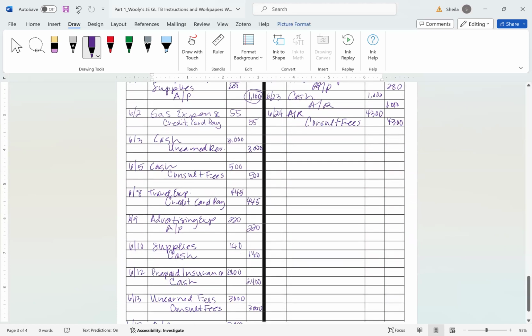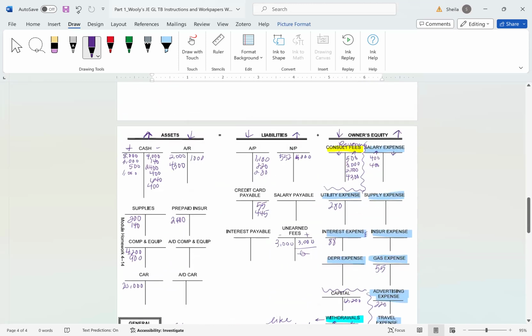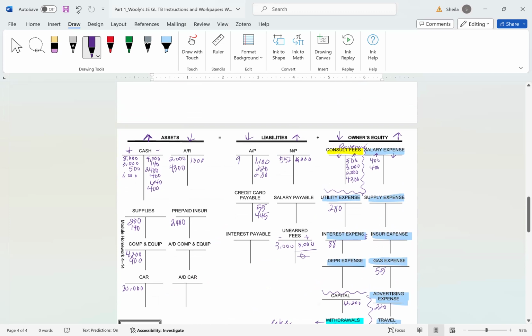So on June 25th, debit AP for 900. We just paid for the computer. I don't know why we didn't pay for the supplies too, but debit AP for 900 and credit cash for 900 because we went ahead and paid that off. So up here, we are going to debit AP for 900 and credit cash for 900.